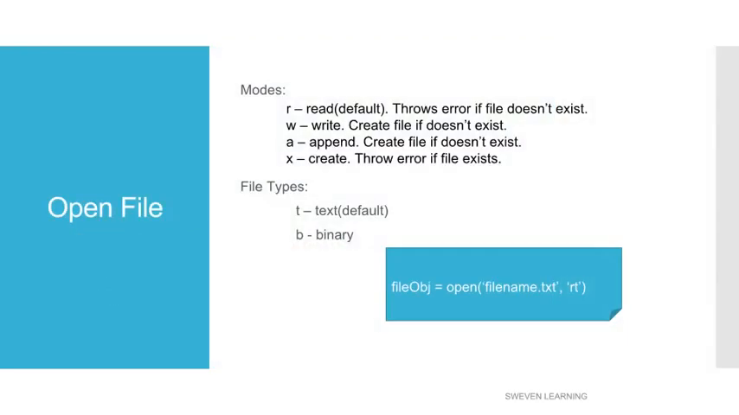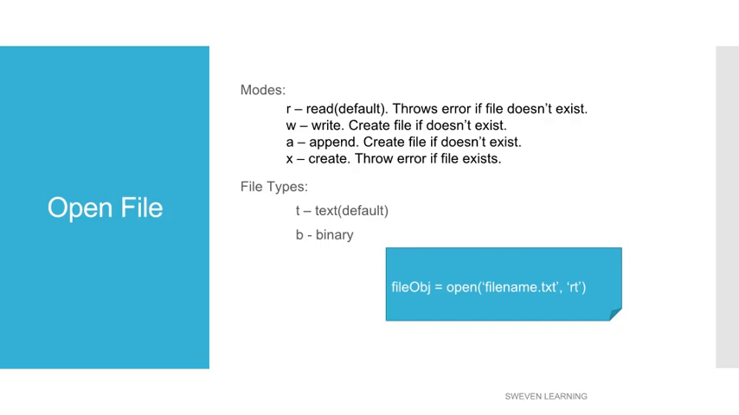Open function is used to open a file in Python for processing. Open function takes two required parameters and one optional parameter. File name and mode are required whereas file type is optional. Open function returns a file object which has read, write and close methods.